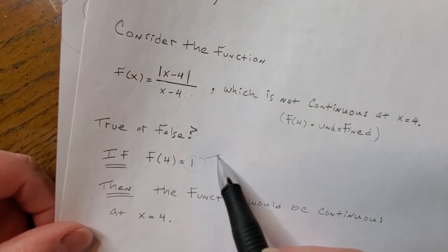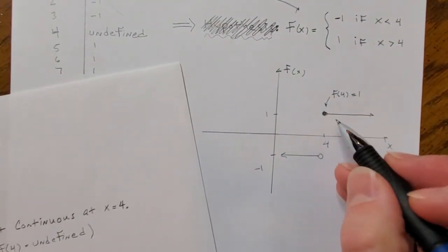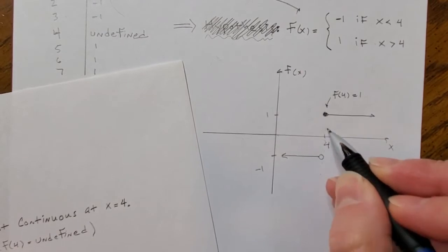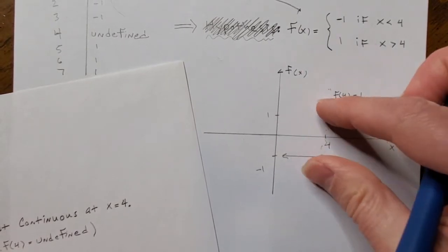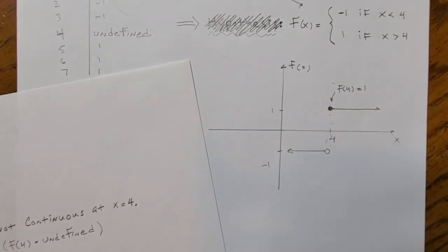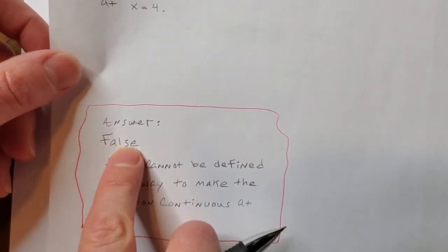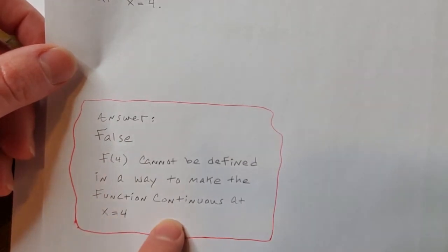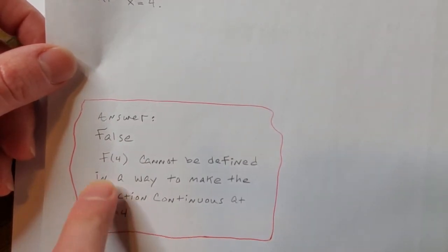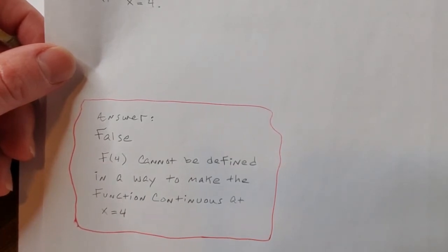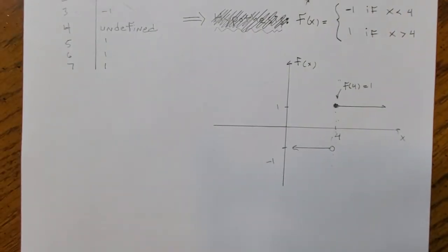It doesn't matter what that number was. It wouldn't make it continuous, right? No matter where I decide to put a point here at x is 4, it's not going to connect these two pieces into one solid piece. It's not going to make it continuous, okay? So we'll say false for the short answer. If we need to give the long answer, we'll say, well, not only that, but it doesn't matter what f of 4 is. It's not going to become continuous either way, all right?